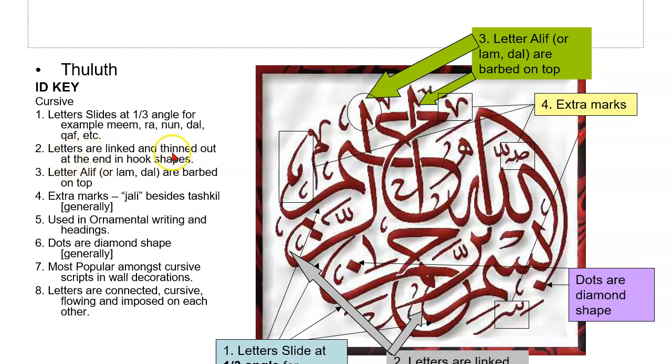Letters are linked and thinned out at the end in hook shapes. We talked about that. And alif or lam or dal are barbed at the top. We talked about that. Extra marks, number 4, that are there, and they don't usually mean anything. It's just to cover up white space. And so 1, 2, 3, 4.